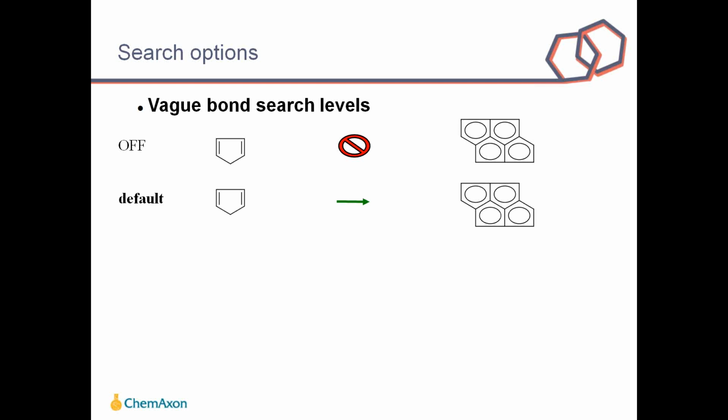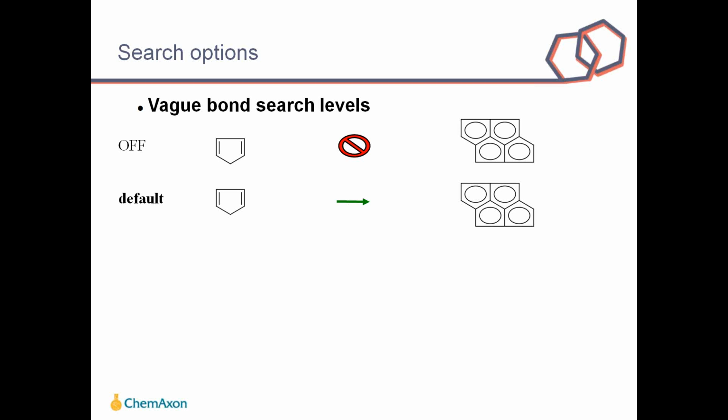But if you use our default weak bond search level, it says that 5-member rings will be taken as if their bonds were single or aromatic or double or aromatic bonds. And in this case, the left side structure will match the right side because the 'or aromatic' bond will match the aromatic bonds on the right side.